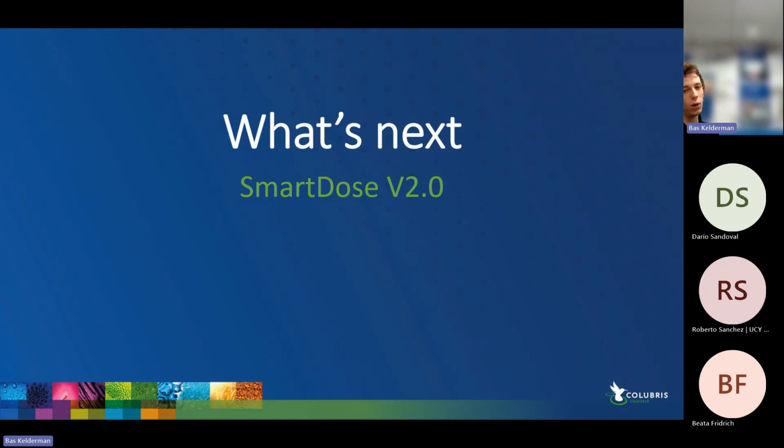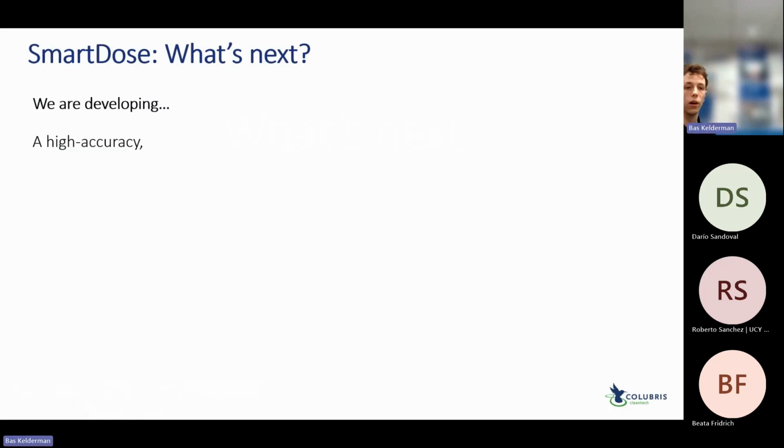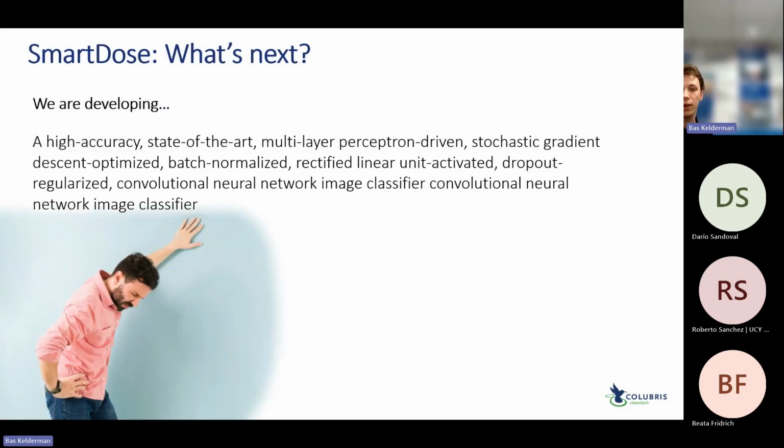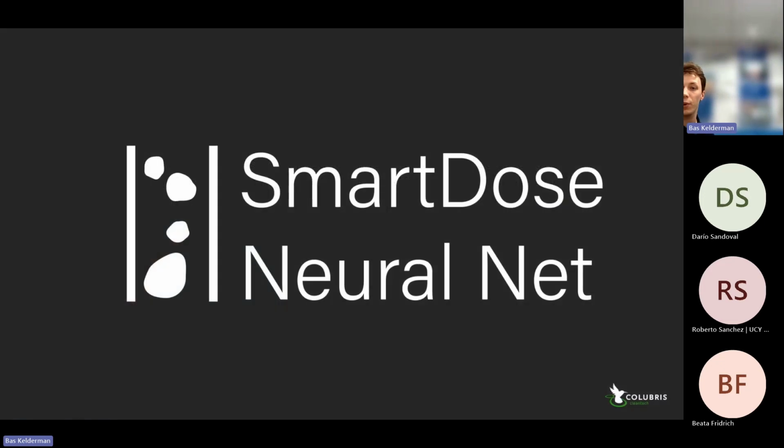A couple of things I also quickly wanted to mention is that the version 2 that we're launching now is an improved version of the older one. But we're not done yet. We're still working on a couple of new things. So we are developing a rather high accuracy, state-of-the-art... It's quite a mouthful. Sorry, I'm not going to go through the whole thing, but I'll make it a little bit shorter. We're working on a neural net, image recognition.